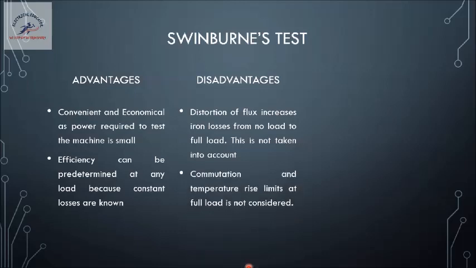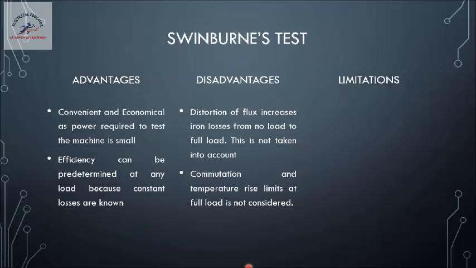Next, commutation and temperature rise limits at full load are not considered. Because of commutation, brush voltage drop increases, and thus the total loss will change. And this brush voltage drop power loss will keep increasing as the armature current increases. So that is not taken into consideration. And also in a conductor, if the current increases, its temperature will also increase. So that is also not taken into consideration.